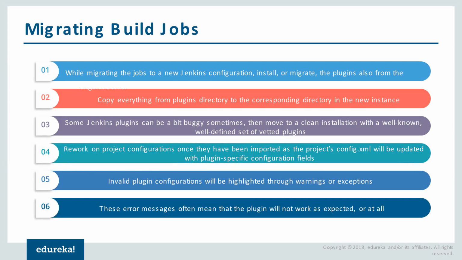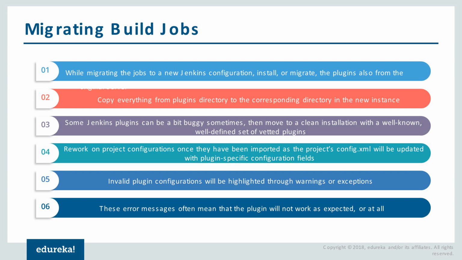So, migrating the build jobs. When you are migrating the jobs to a new Jenkins configuration, install and migrate the plugins also from the original server. The jobs directory is one folder where you have all the job related information available. Apart from that, you have a directory called plugins, which contains all the installed plugins information about that Jenkins instance. So as a best practice, when you want to migrate the whole thing from one instance to another, you can copy the plugins directory as well with all of its content.